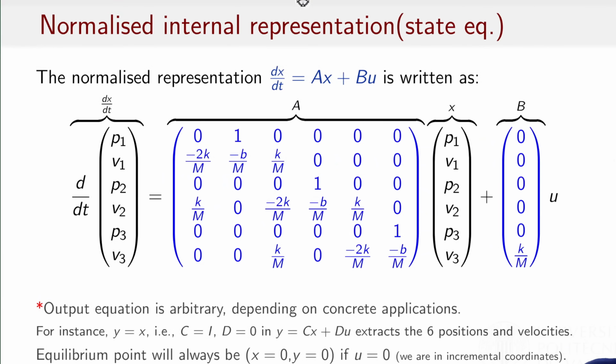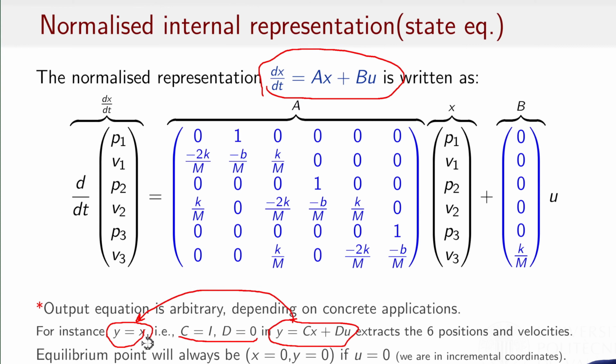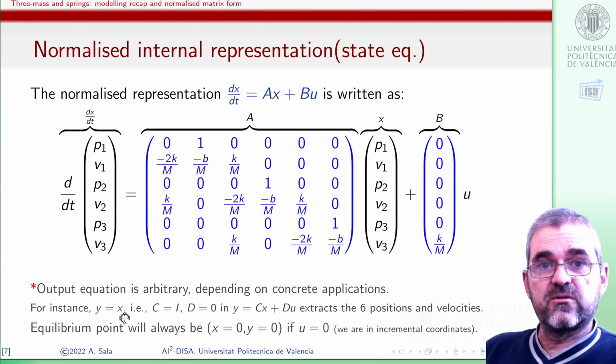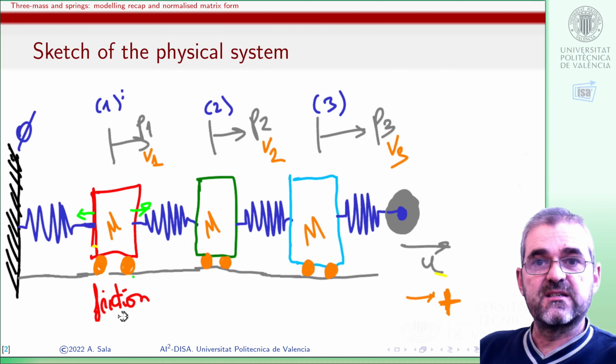This is the normalized matrix form representation. A and B are the matrices in the state equation. Then, regarding the output equation, we can extract whatever magnitudes we consider relevant in our particular problem. C equal identity, D equal 0 just outputs everything. However, in Matlab, we will only be interested in the positions, so we'll set up different values for matrix C. So let's see now how we encode into Matlab this spring system model.